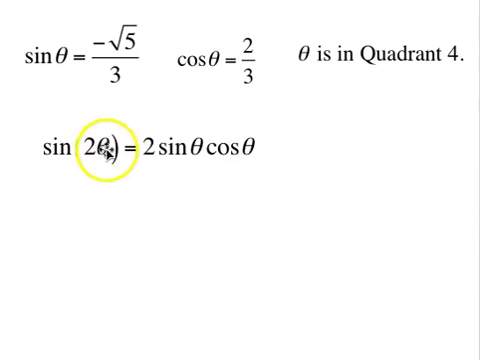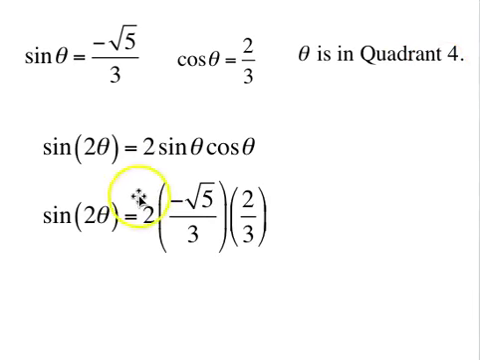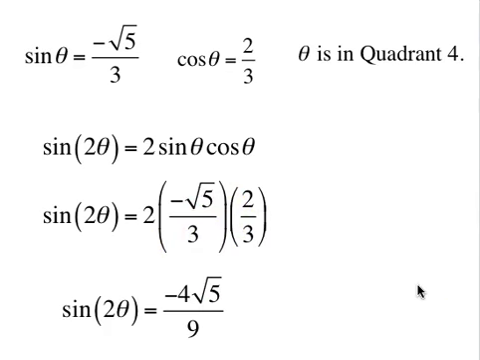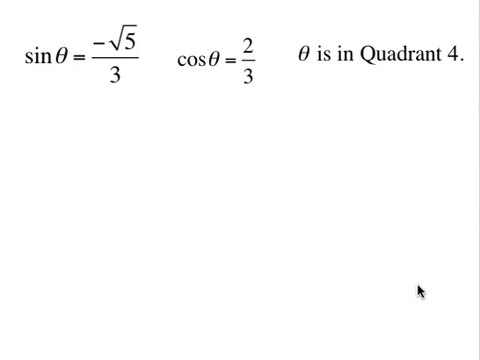I want sine of 2 theta. Sine of 2 theta is 2 times sine theta times cosine theta. So sine of 2 theta would be 2 times negative root 5 over 3 times 2 over 3. Numerators, 2 times 2 is 4, times negative root 5, negative 4 root 5 over 3 times 3 is 9. So that's our value for sine 2 theta.